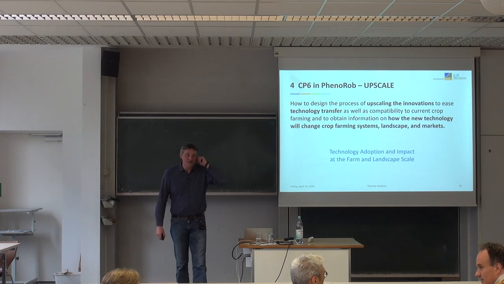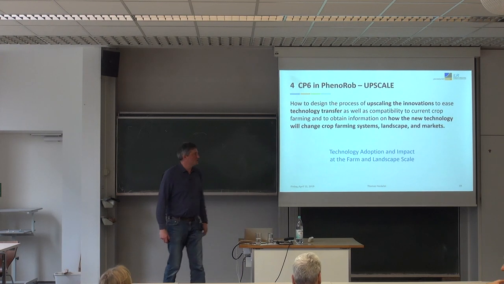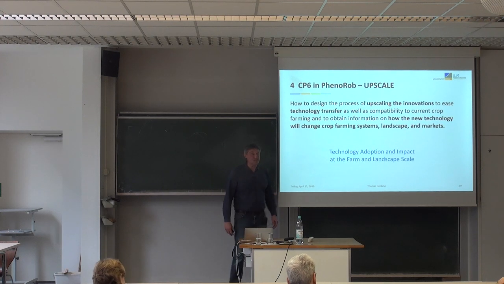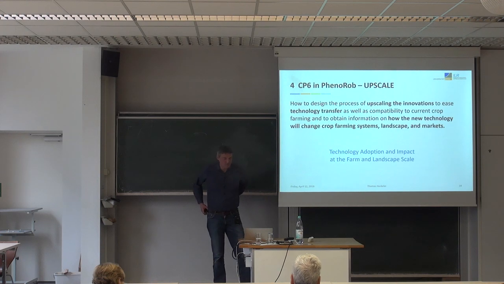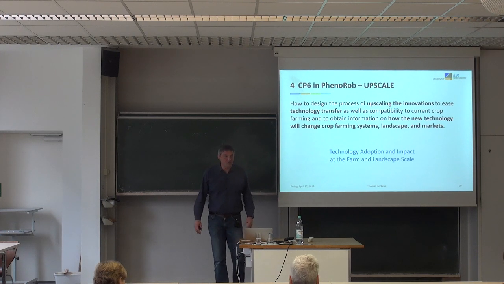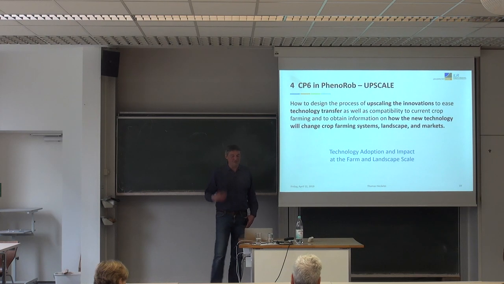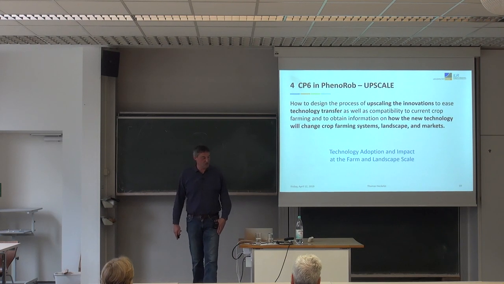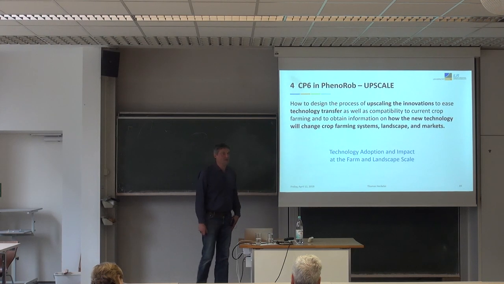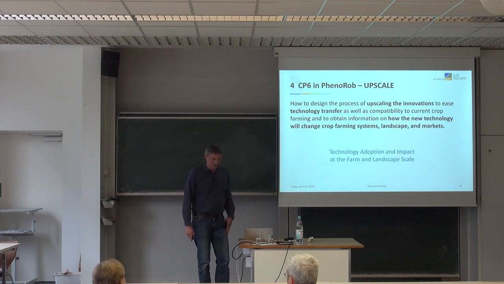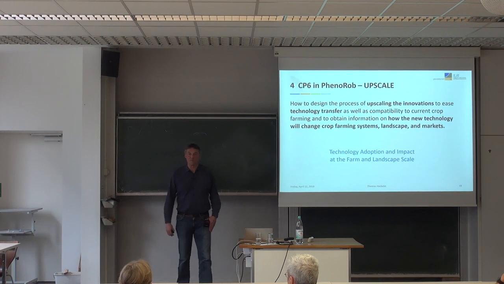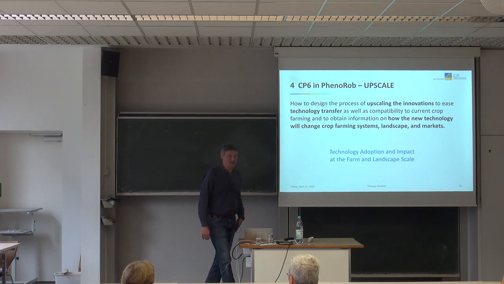So Jan and I are responsible for core project 6 in PhenoRob, and it's about how to design the process of upscaling the innovations to ease technology transfer, as well as compatibility to current crop farming, and to obtain information on how the new technology will change crop farming systems, landscape, and markets. So that's sort of the mission statement of core project 6. Technology adoption impact at farm and landscape scale.